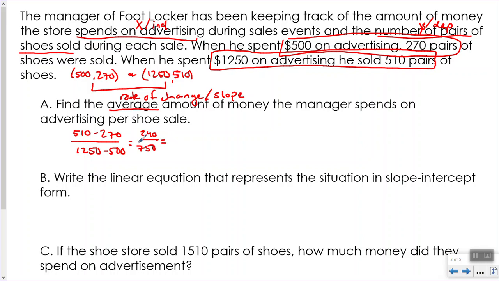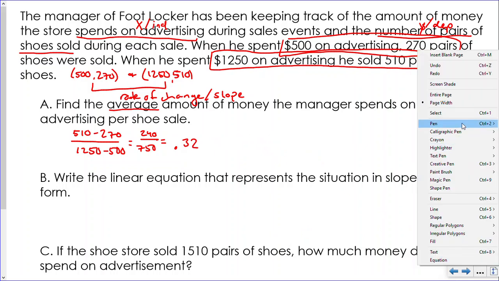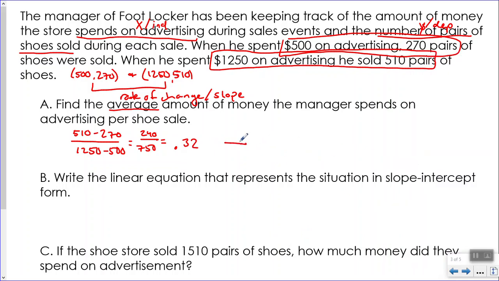And when we do that division, usually when we're dealing with word problems, we're going to want to get decimals because we want to know exactly what these values are. So here, we end up with a rate of change of 0.32, which means that he is actually only spending about 32 cents per shoe sale. Okay, and that's going to be our slope in our equation.